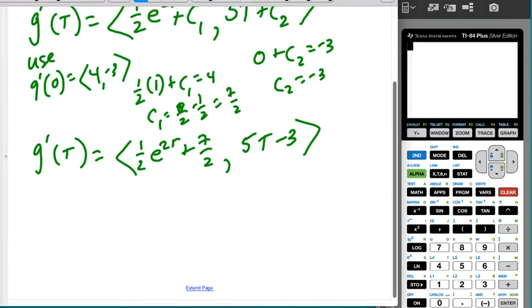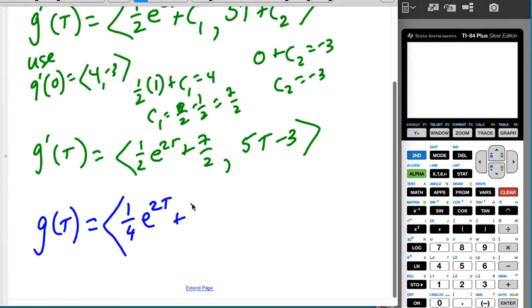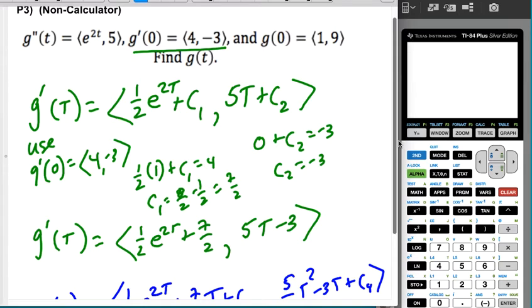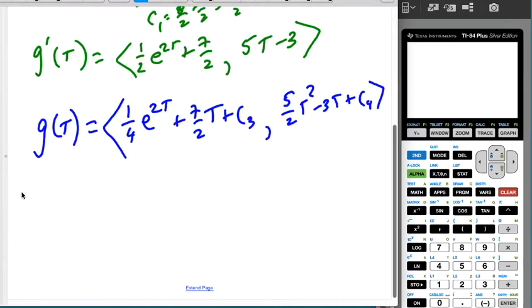When I do the antiderivative again, right, that means my g of t is going to end up being 1/4 e to the 2t, right, because I'm going to have to divide by 2 again, plus 7/2 t plus, I'm going to call it c sub 3. And this is going to end up being 5/2 t squared minus 3t plus, let's call it c sub 4. So now I need to use g of 0 is 1 comma 9. So I'm going to use g of 0 is 1 comma 9.